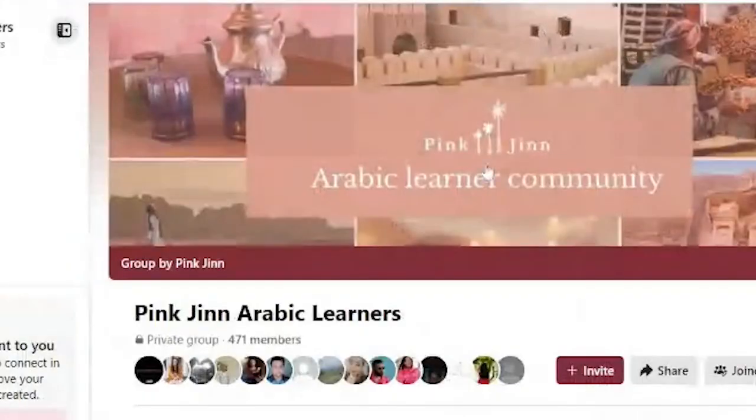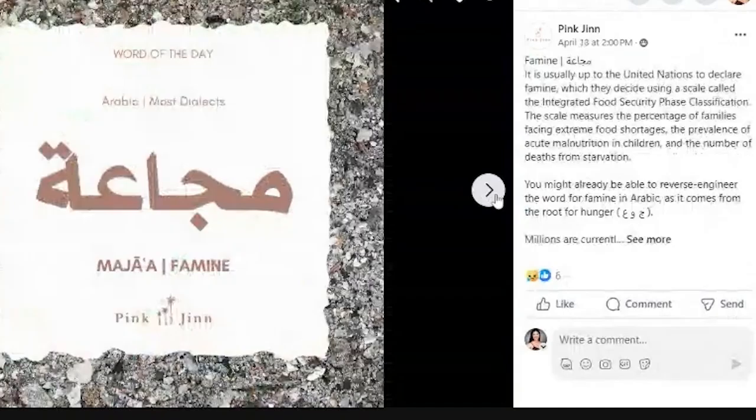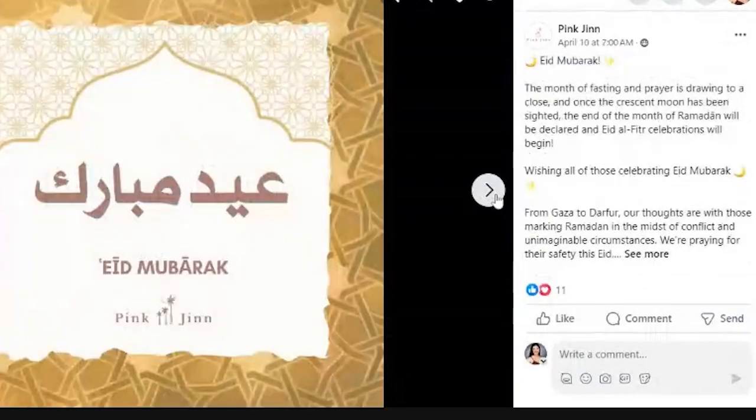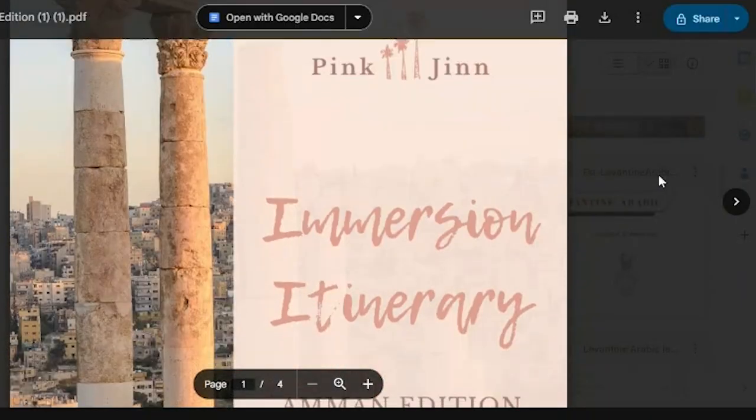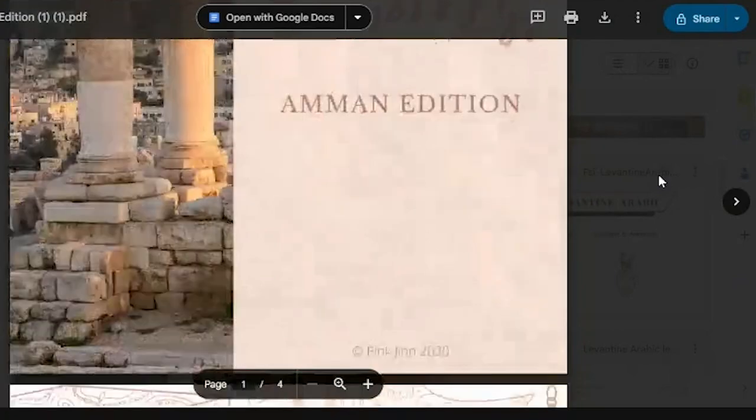Language exchanges, of course, HelloTalk and italki are both great to find language exchange partners. I also really recommend looking around at Facebook groups. Even if you aren't active on Facebook, there are some really good Facebook groups like Pinkchin Arabic Learners Community, which I have really liked engaging with. They have an online community that brings posts in Arabic for the Levantine language and culture. They also have a free immersion itinerary PDF to get you to explore different media in Arabic.